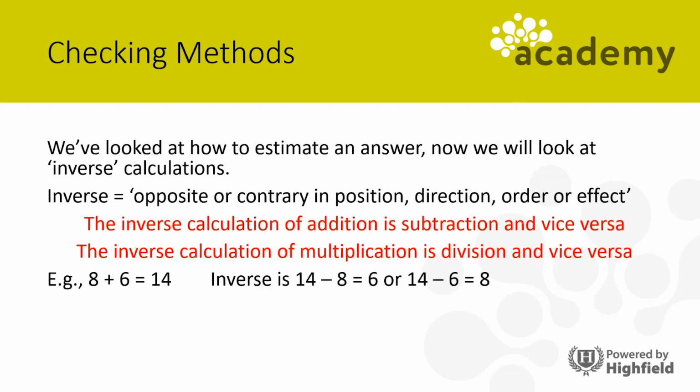So for example, 8 plus 6 equals 14 could have an inverse calculation of 14 minus 8 equals 6, or 14 minus 6 equals 8. 8 times 6 equals 48 could have an inverse calculation of 48 divided by 6 equals 8, or 48 divided by 8 equals 6.